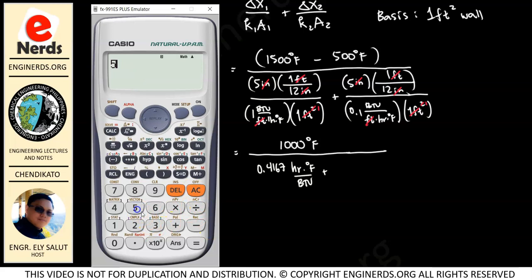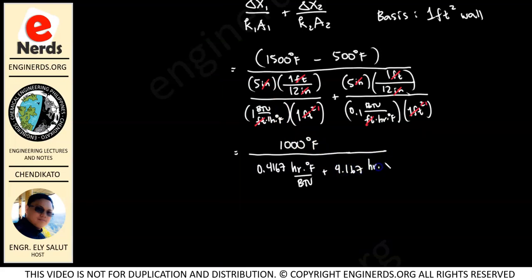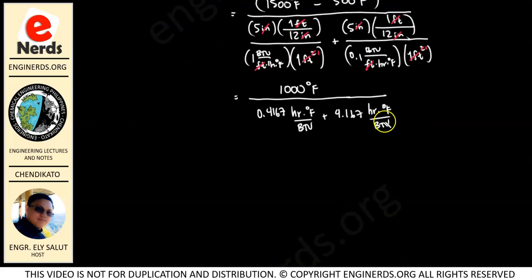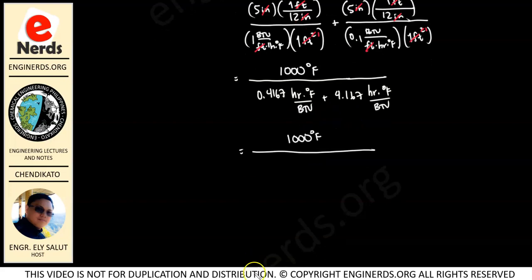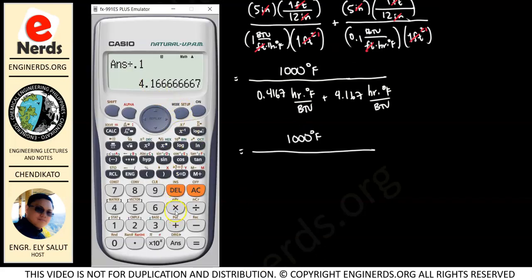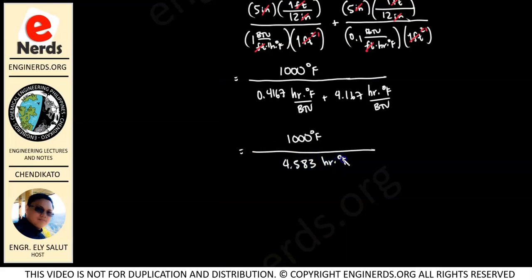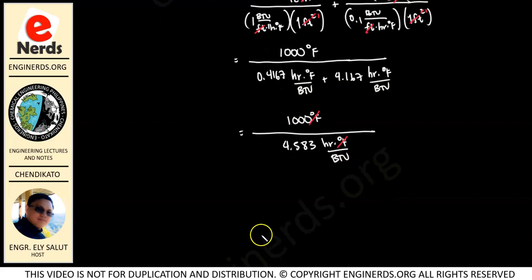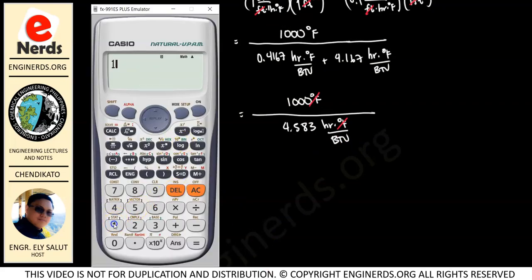Okay, so we have 5 divided by 12 divided by 0.1. Okay, so we have 4.167 hour degree Fahrenheit per BTU. Okay, so simplifying this, we have 1,000 degree Fahrenheit. We can add itong nasa denominator natin, ano? So, we have 4.167 plus 0.4167. We have 4.583 hour degree Fahrenheit per BTU. So, now we can cancel out itong ating unit na degree Fahrenheit. Okay? So, let us try to solve this now. We have 1,000 divided by 4.583, we have 218.18.